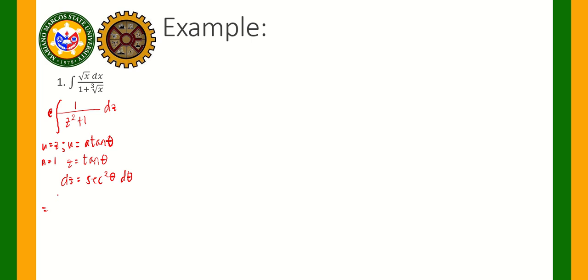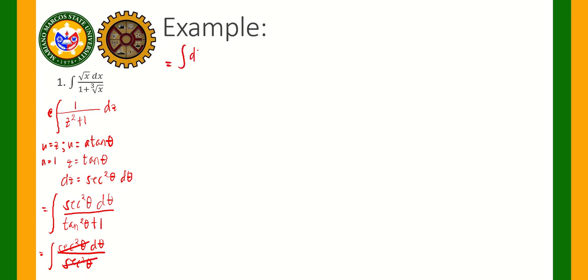So this will be equal to the integral of our dz, that is secant squared theta d theta, all over z natin is tangent theta, tangent squared theta since naka-square siya, and then plus 1. So, sa Pythagorean relations natin, tangent squared theta plus 1 is equal to secant squared theta. So, we substitute that. This will be equal to secant squared theta d theta all over secant squared theta. So, of course, this will cancel. And we will be left with the integral of d theta, and this is equal to theta.